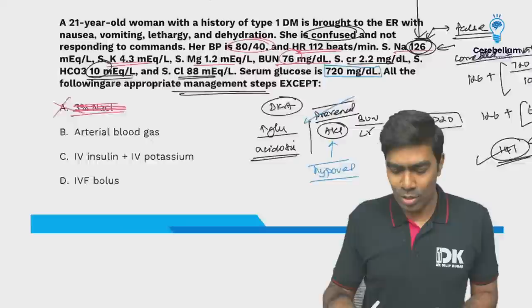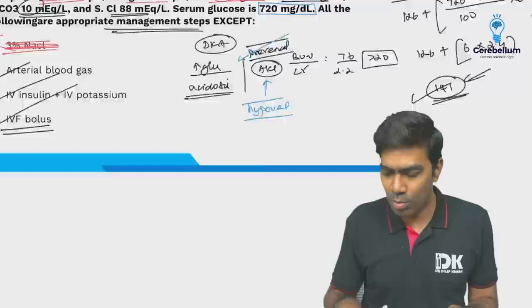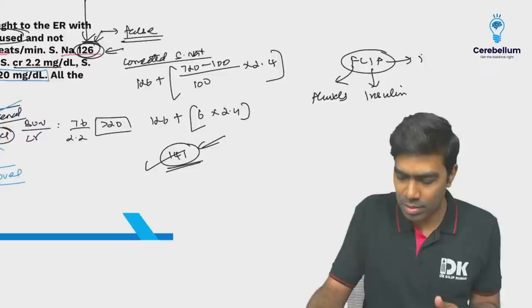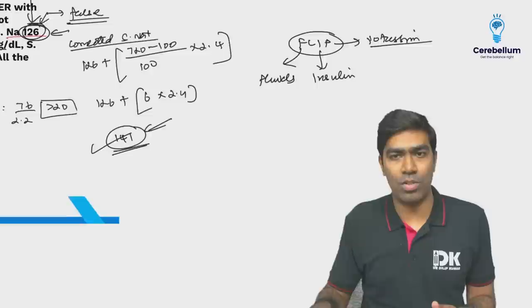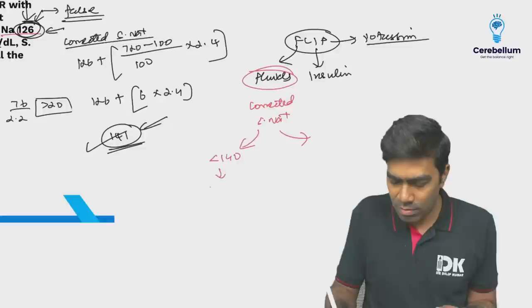So ABG definitely we will do. IV insulin and potassium, it's one of the important treatments of DKA. IV fluid bolus definitely I'll give. But what is the choice of IV fluid bolus? That's based on corrected sodium. So what is the therapy for DKA? It's the FIP therapy. F stands for fluids. We have studied already in our previous lectures. I stands for insulin. P stands for potassium. I told you in detail, so you can watch my previous lectures if you want. So I'm not going to talk about it now. So what will be the fluid choice? Look at the corrected sodium. If the corrected serum sodium is less than 140, then you give just plain normal saline.